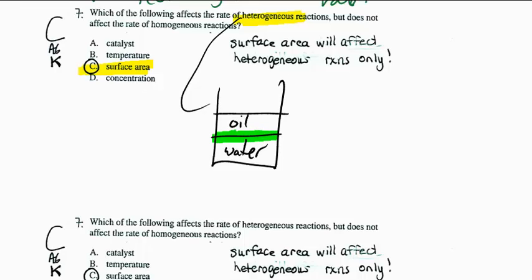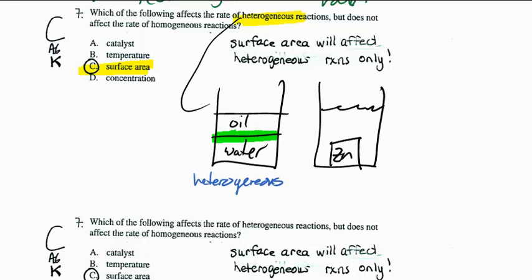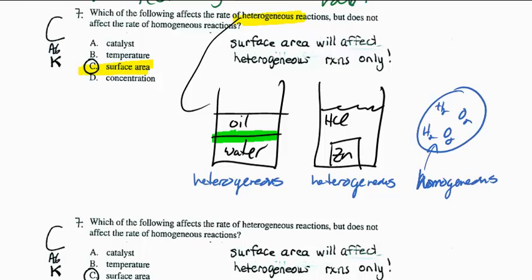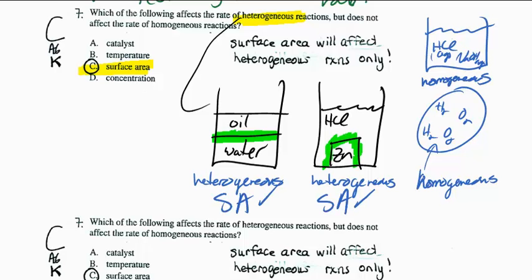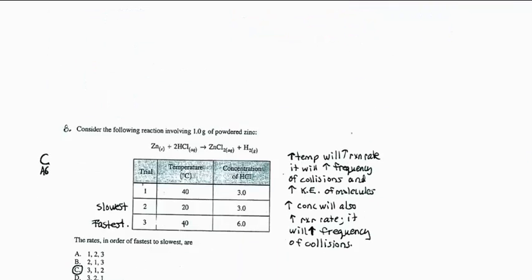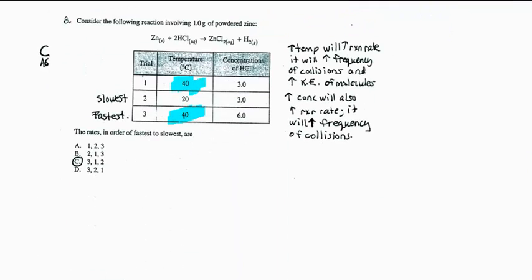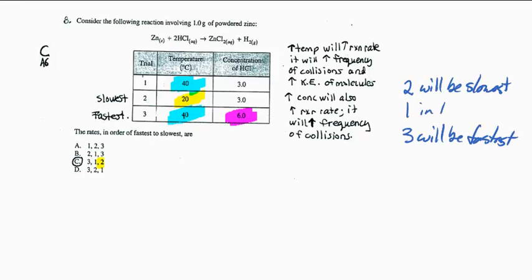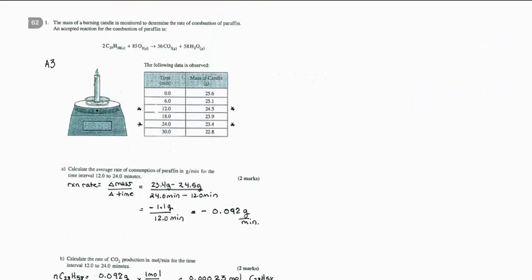In question 7, surface area is related to heterogeneous reactions such as oil and water or HCl and zinc. Hydrogen and oxygen gas, or hydrochloric acid and sodium hydroxide aqueous, there's no surface, so surface area is not important. 7 is also about surface area. 8, highest temperature will be fast, which is why 2 is the slowest, and highest concentration will be the fastest, which is why 3 wins out.